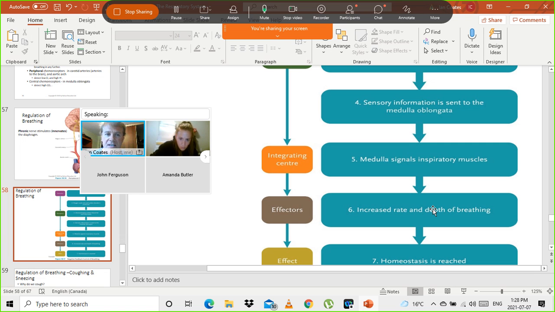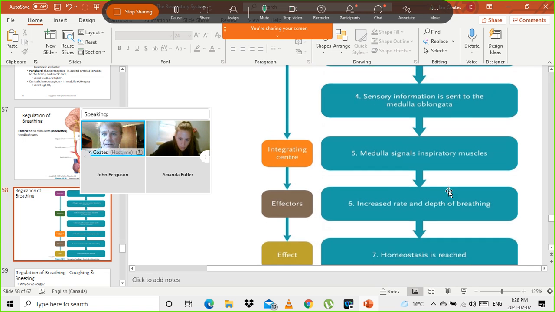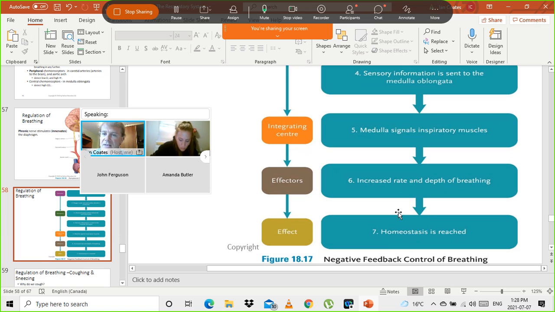Look, we've got too much CO2 in the blood. All right, the medulla tells the lungs, get it out of here. Okay? And there's that homeostasis again.